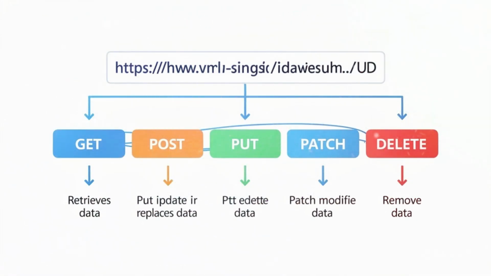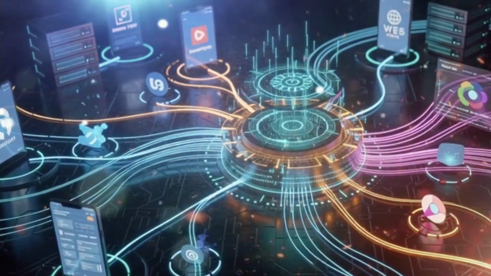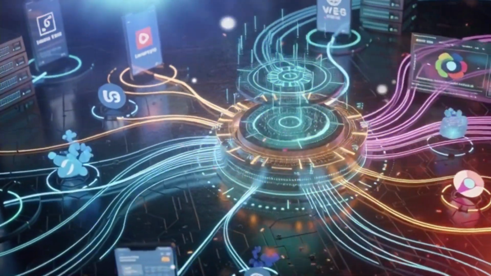RESTful APIs also use URLs. For example, this is a URL. It may perform different actions. The method is GET. It fetches all users. This method is POST. It adds a new user. The method is PUT. It updates the user record. The method is DELETE. It deletes the user record. So same URL, different action. That is REST power. You use REST APIs every day without knowing.